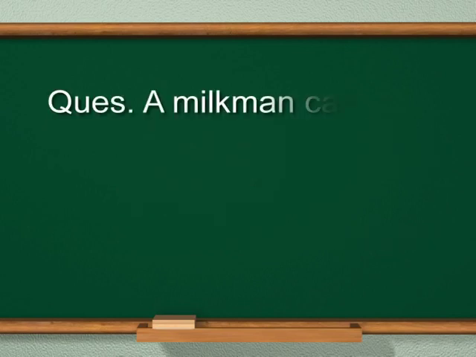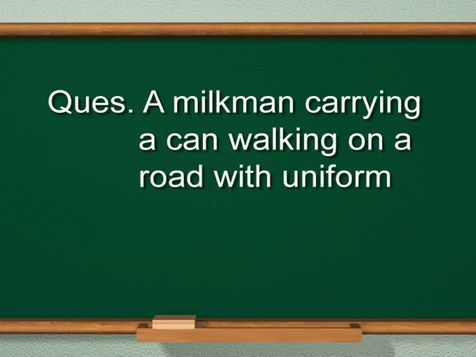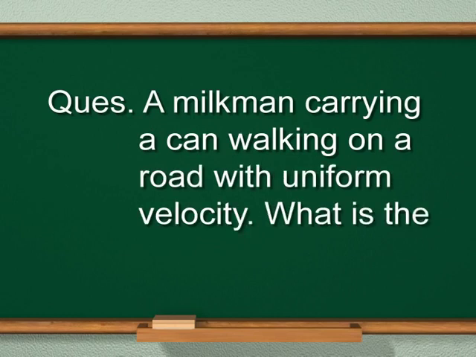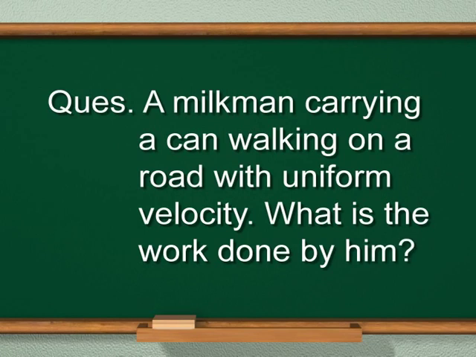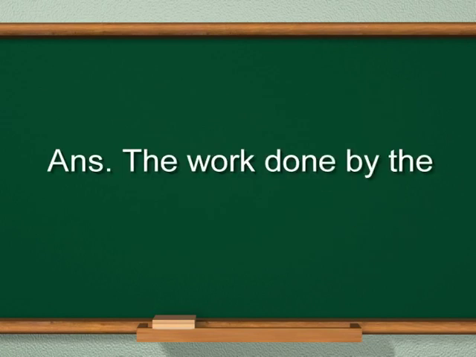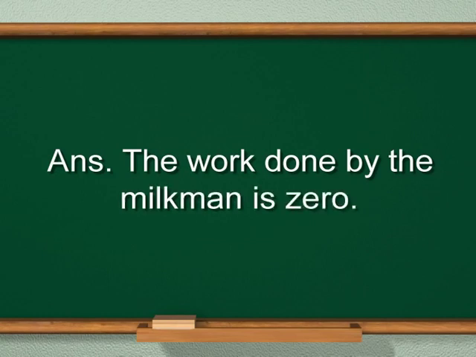Question: a milkman carrying a can is walking on a road with uniform velocity. What is the work done by him? And the answer is, the work done by the milkman is 0.